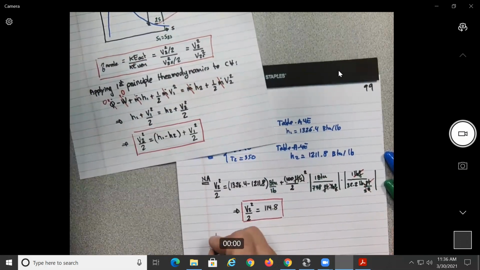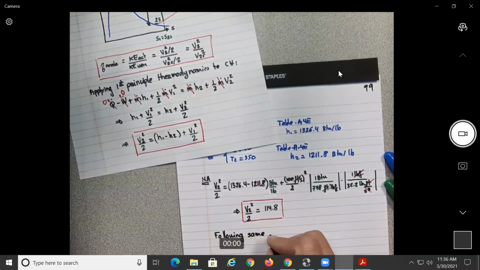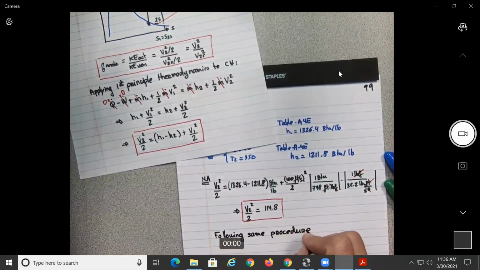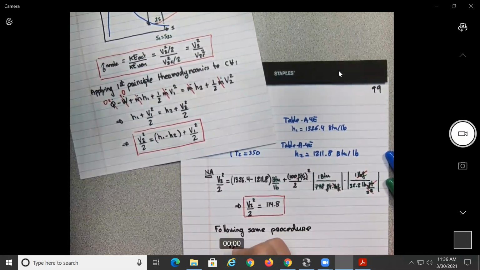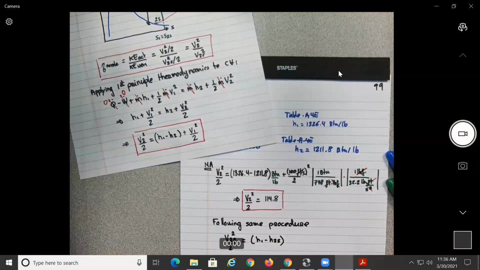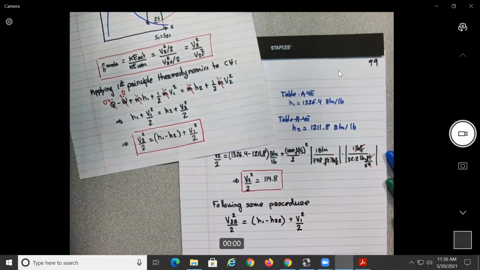Following the same procedure, we could rewrite that V2S squared over 2 will be equal to what? H1 minus H2S instead of H2, plus V1 squared over 2.